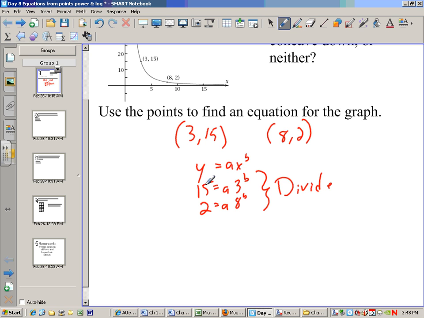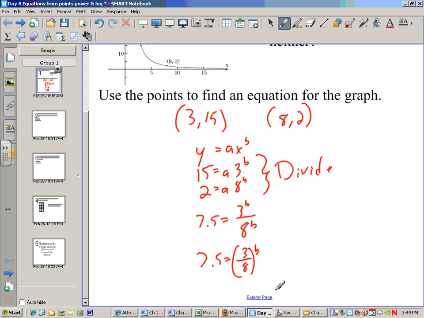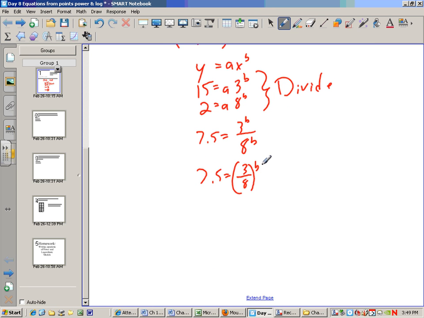So if we divide, 15 over 2 is 7.5. A divided by a will cancel out, and this will be 3 to the b power over 8 to the b power. This can be simplified to (3/8) to the b power is equal to 7.5. So now we need to solve for b. There's a few ways we can do it.